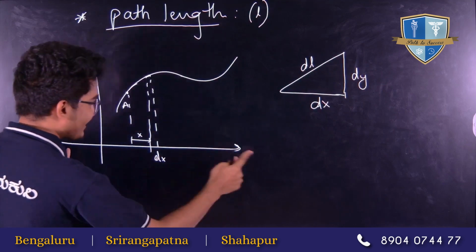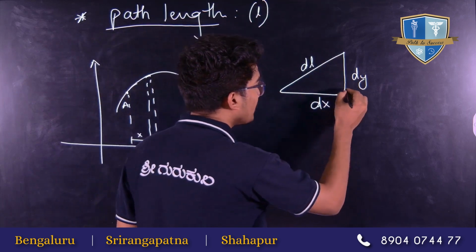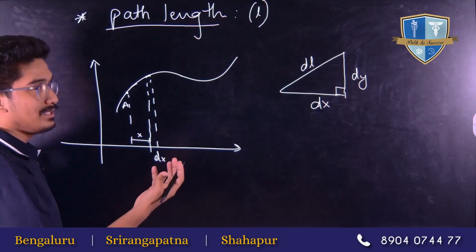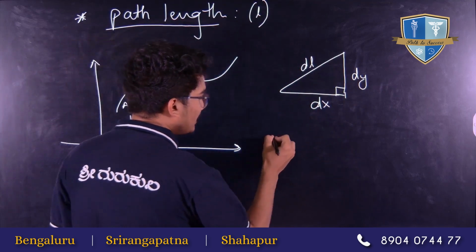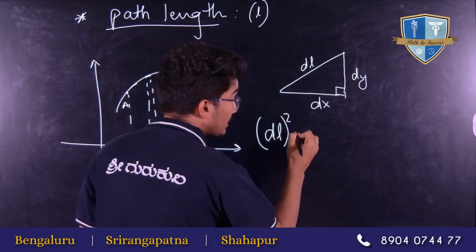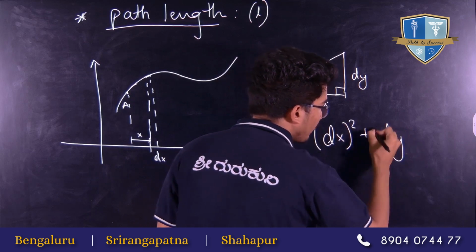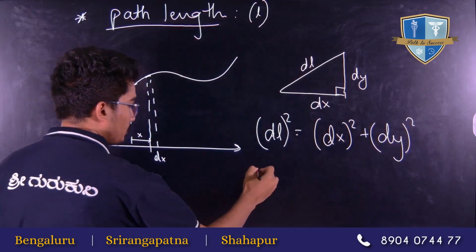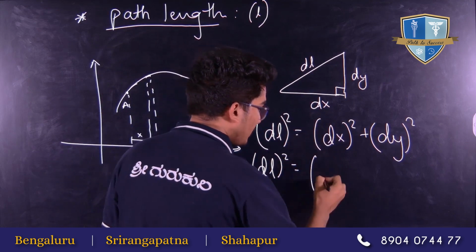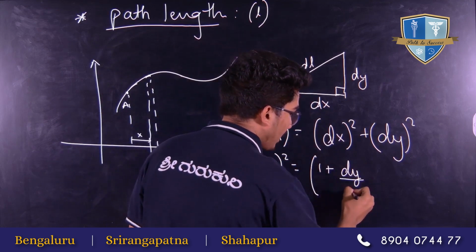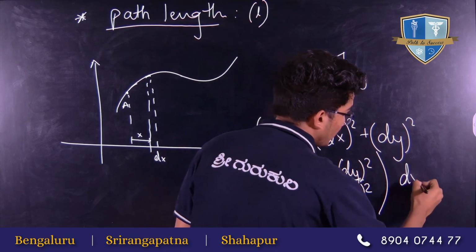Now, since the x-axis and y-axis are perpendicular to each other, dx and dy are also perpendicular, so this angle is 90 degrees. Now you can see a right angle triangle with 3 lengths. Which formula can I use? Pythagoras theorem. So dl whole square is equal to dx square plus dy square. Now I take dx square as common, so this becomes 1 plus dy square by dx square, into dx square.